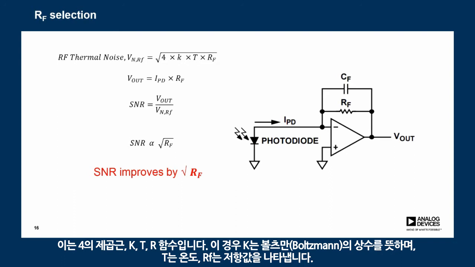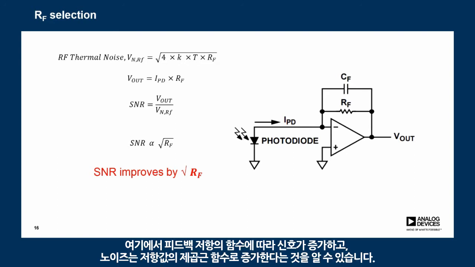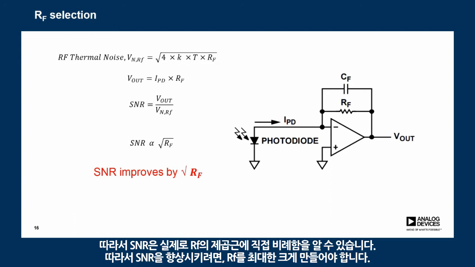The photocurrent from the photodiode flows through the feedback resistor and creates an output voltage. So that is the signal. From here you can tell that the signal increases as a function of the feedback resistor, and the noise increases as a function of the square root of the value of the resistor. So this tells us that the signal-to-noise ratio is directly proportional to the square root of RF. So if you want to improve SNR, make RF as large as you possibly can.